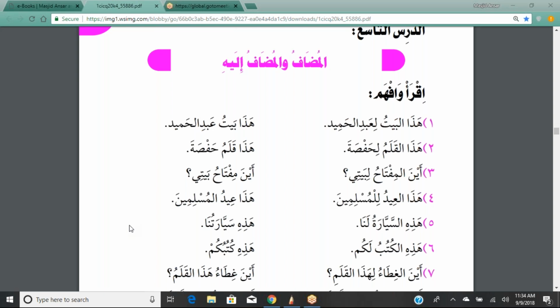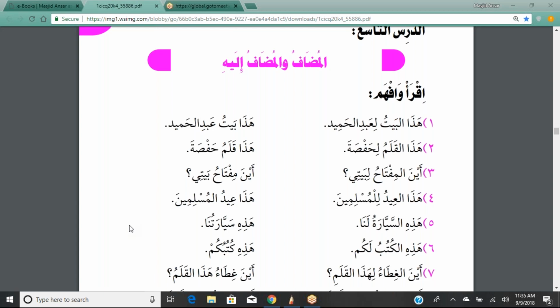What is the benefit of mudaf ilayh? To convey possession. It can also be used for describing something. That'll come. Like I say, babu khashabin, a door of wood, babu khashab. It can also be used for that. But the asl, the origin of it, is for what? Possession.